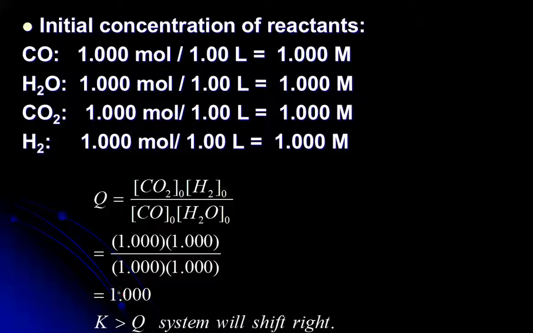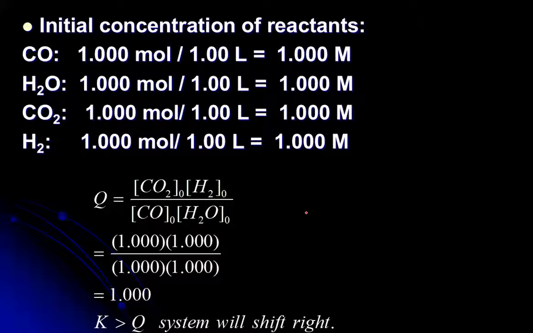Now, if you remember, I mentioned K was 5.1. So if we wrote 5.1 here, where this K value is, and had 1 here, you can see that 5.1 is bigger than 1. And remember, when we compare K and Q, I suggested putting your K value first and then Q, because your sign here then tells you the direction of the shift. So that means we need to create more products and consume reactants to reach equilibrium.